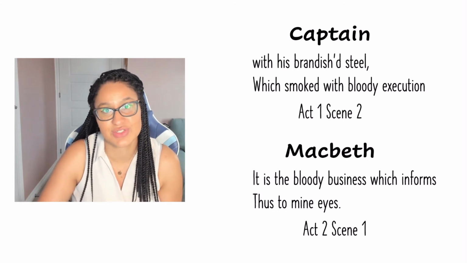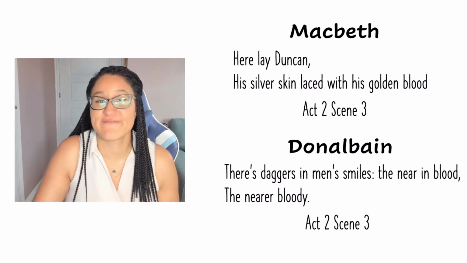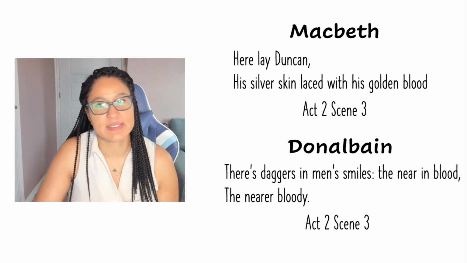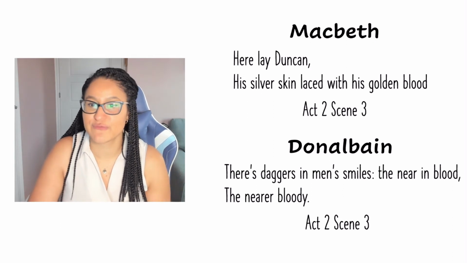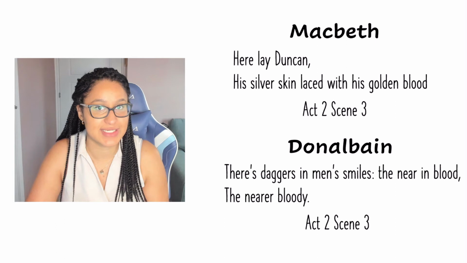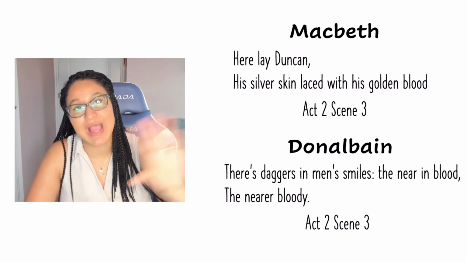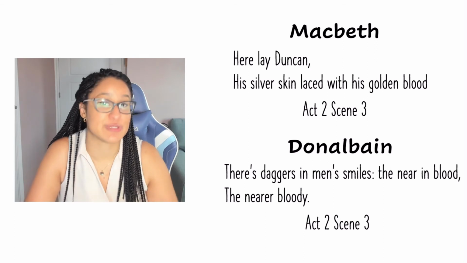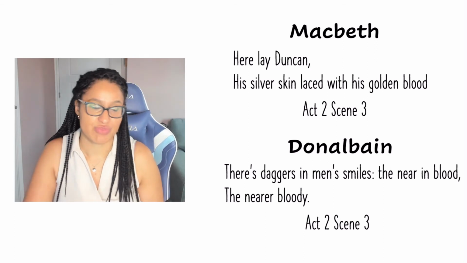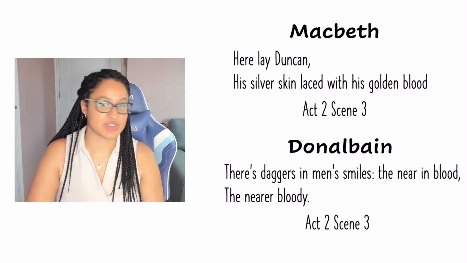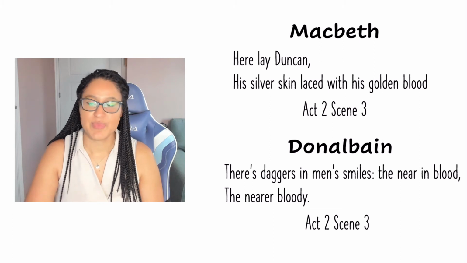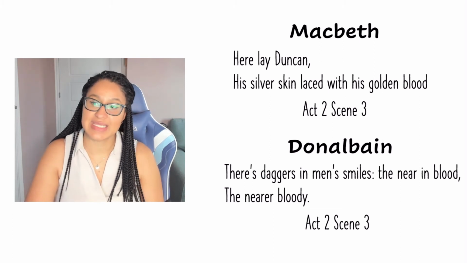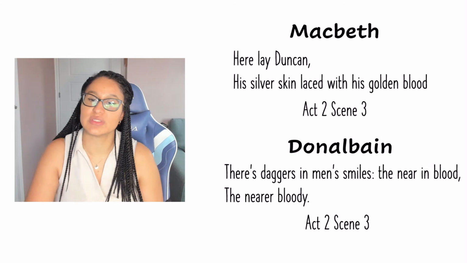Blood can also represent family lines, like bloodlines, and we see that in these two quotes. So the first one, Act 2, Scene 3, King Duncan is now dead. Macbeth is around the other lords like Macduff and Donalbain and Malcolm, and he is pretending to be devastated that King Duncan is dead, because obviously he's not telling anybody that he did it. And he says, "Here lay Duncan, his silver skin laced with his golden blood."